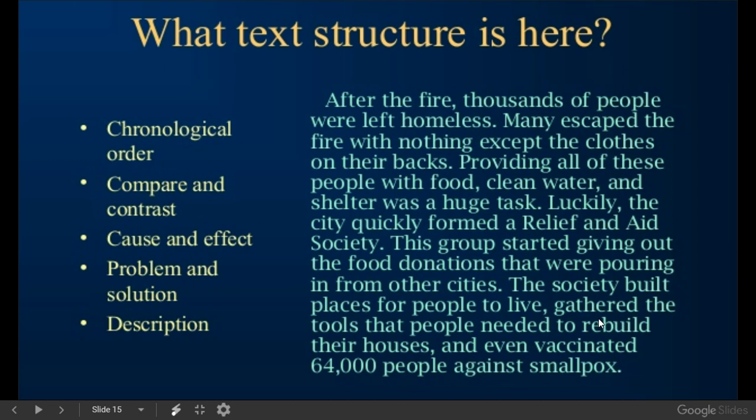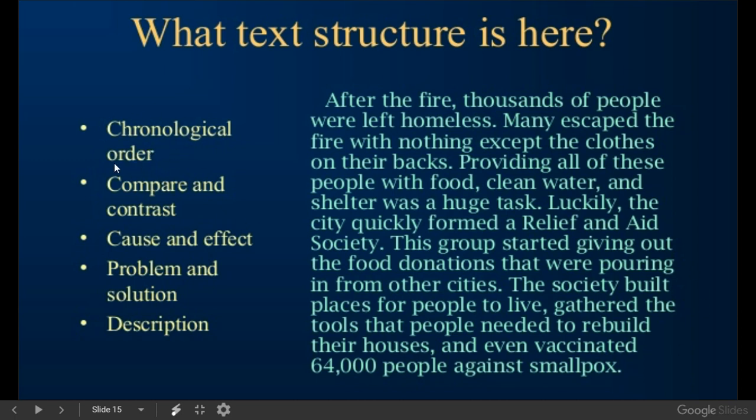After the fire, thousands of people were left homeless. Many escaped the fire with nothing except the clothes on their backs. Providing all of these people with food, clean water, and shelter was a huge task. Luckily, the city quickly formed a relief and aid society. This group started giving out the food donations that were pouring in from other cities. The society built places for people to live, gathered the tools that people needed to rebuild their homes, and even vaccinated 64,000 people against smallpox.